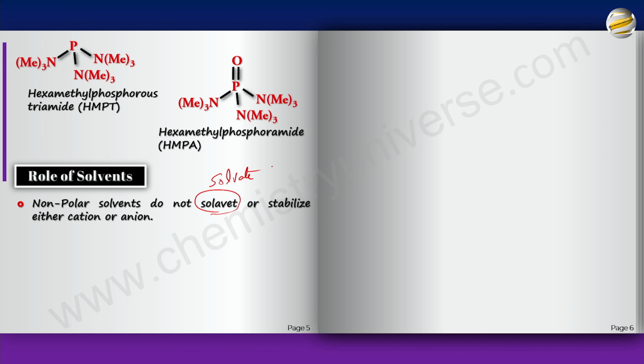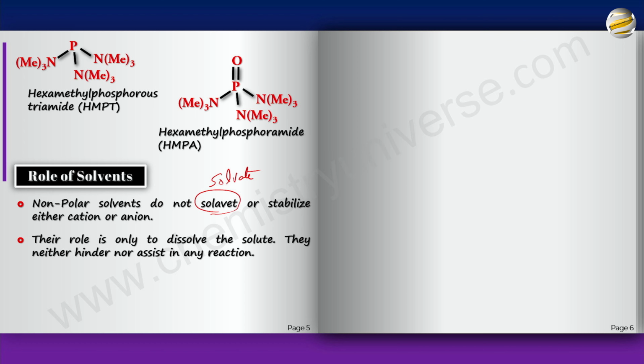And they do not solvate cations or anions. These are the non-polar solvents. Their role is very passive. Their role is only to dissolve the solute. They neither hinder nor assist in any particular reaction. On the other hand, the polar protic solvents end up solvating both the cation and the anion.